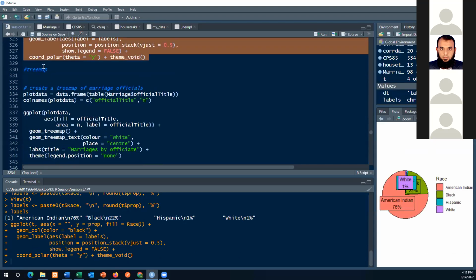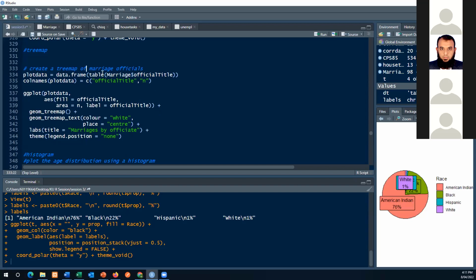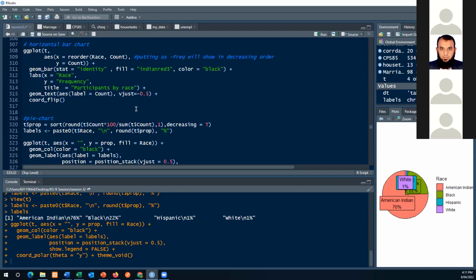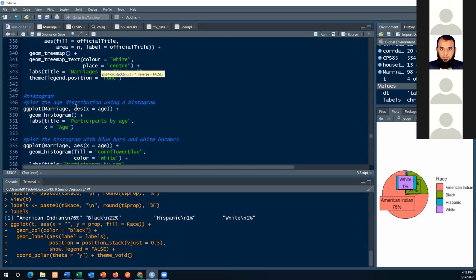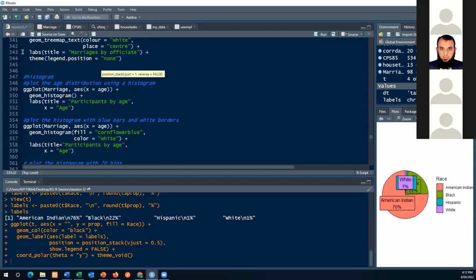Then the tree map. A tree map is good for categorical data like this. If there are a lot of categories, then a tree map could be helpful instead of a pie. A tree map also gives a kind of distribution of those things in terms of area. So look at the tree map.